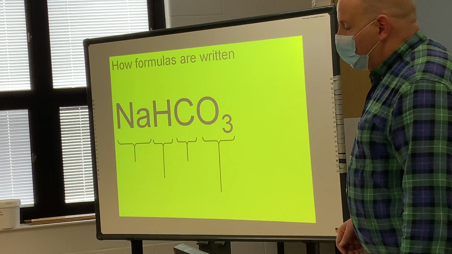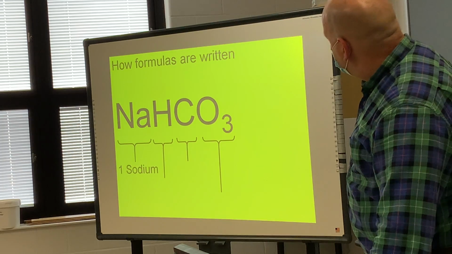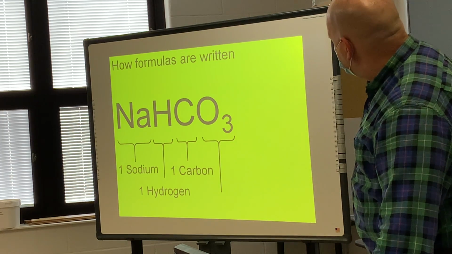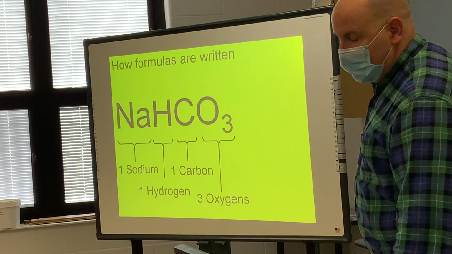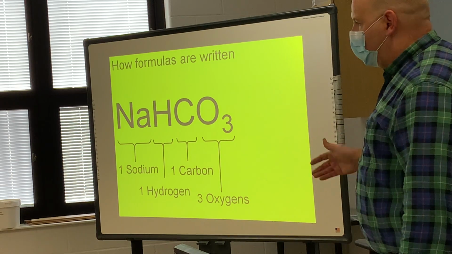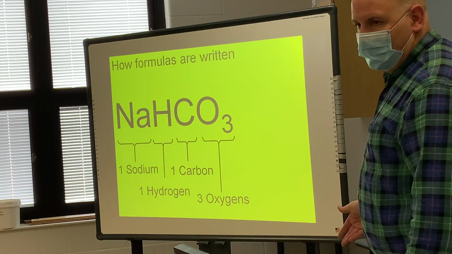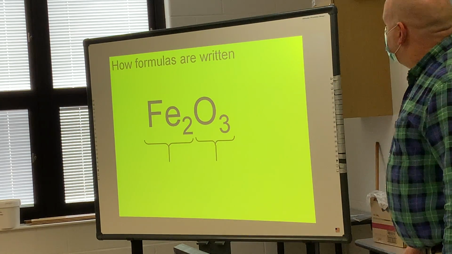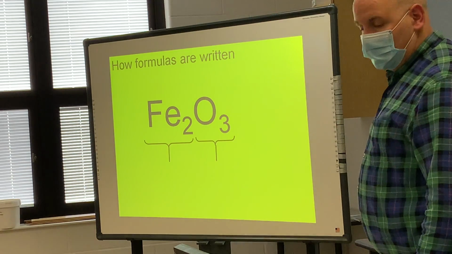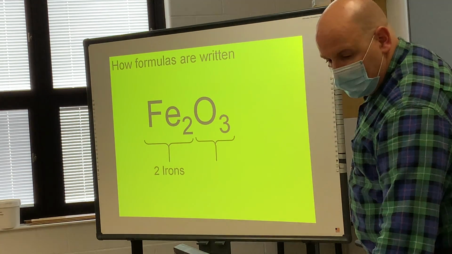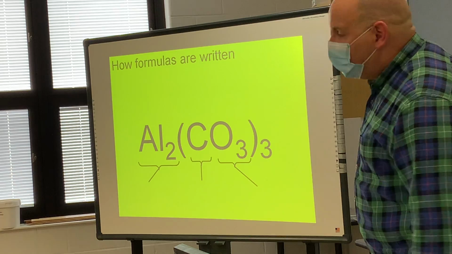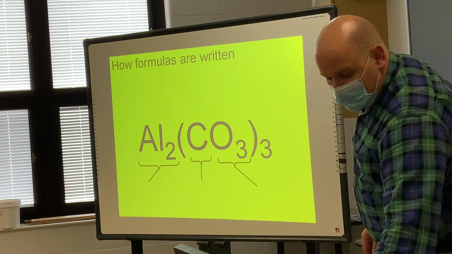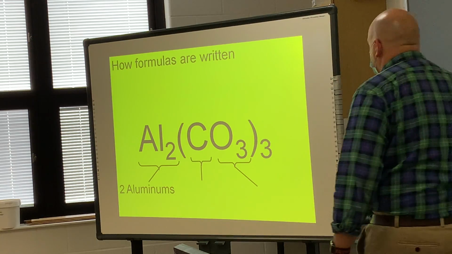This is baking soda. How many sodiums are there? One. One hydrogen. How many carbons? One. And three oxygens. You don't write Na1H1C1O3. This is rust. How many irons are there? Two. How many oxygens? Three. Later on, we'll be getting into ones like this. How many aluminums are there? Two.